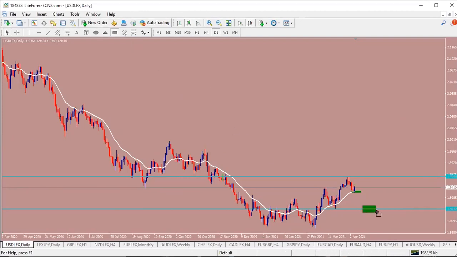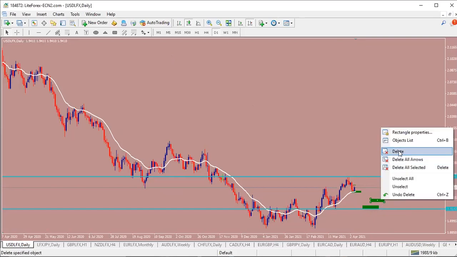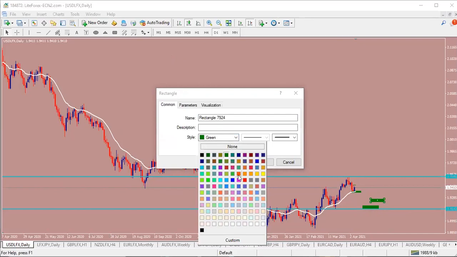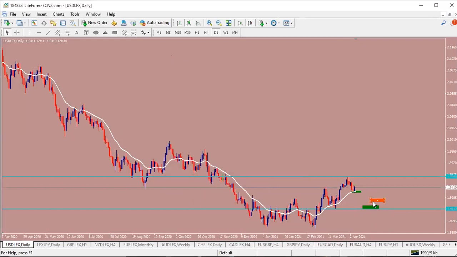When price gets to this level, I expect it to break the 1 hour market structure like this. Can you see? Let me change the color. This red color you are seeing here is my 1 hour market structure area. Do you get it?